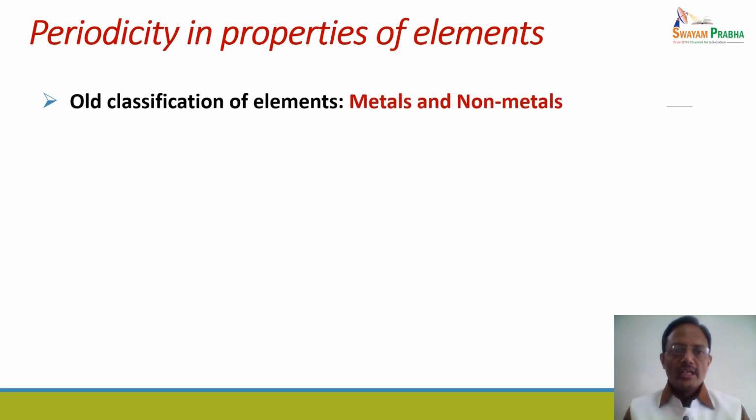Initially, when the elements were discovered, the very first classification of the elements was as metals and non-metals. Elements possessing certain distinct properties like luster and moldability were classified as metals. They had a good shine. Whereas those elements lacking these properties were classified as non-metals. So this was the very early classification of the elements.